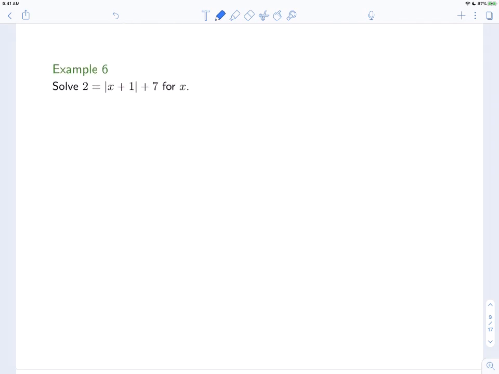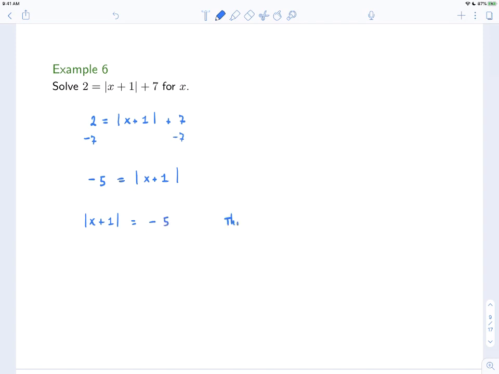Let's do another example. So again, we have 2 equals the absolute value of x plus 1 plus 7. So the first thing we want to do is isolate the absolute value term. So we want to subtract 7 from both sides. So on the left, we have 2 minus 7, which is negative 5. And that's equal to the absolute value of x plus 1. So if I rewrite this so the absolute value is on the left, we have the absolute value of x plus 1 is equal to negative 5.